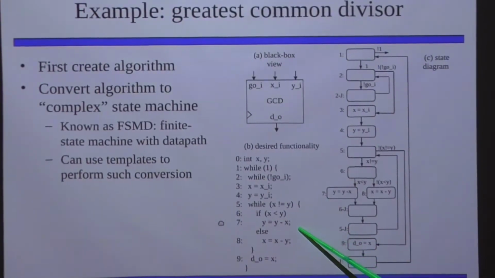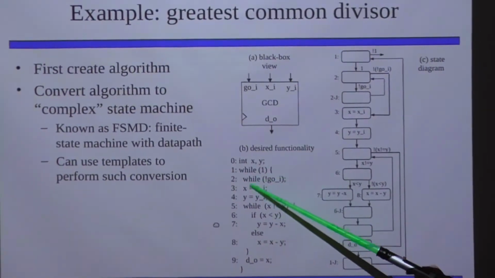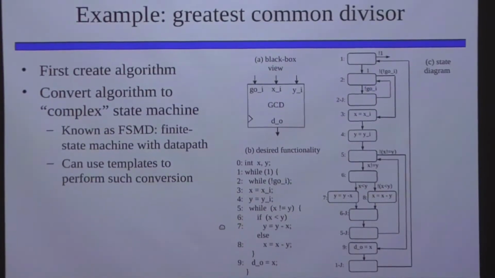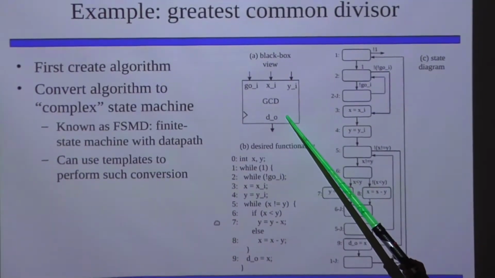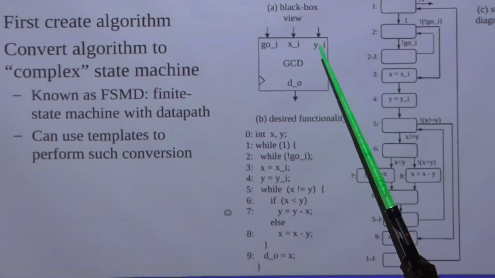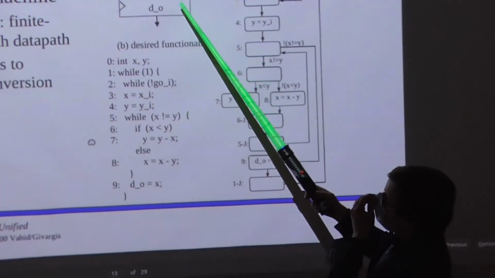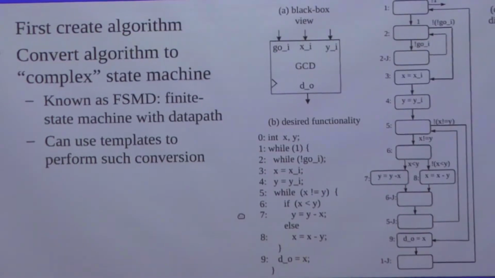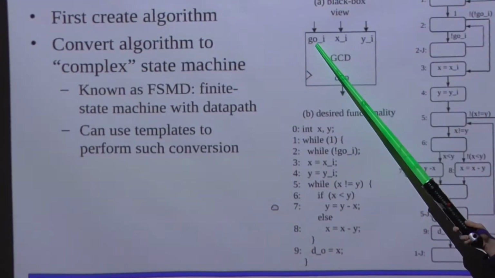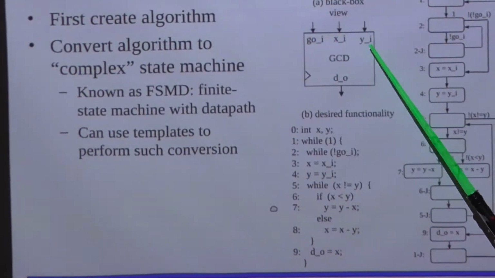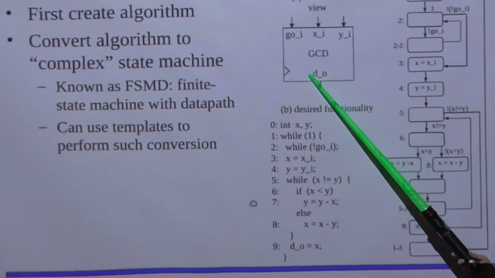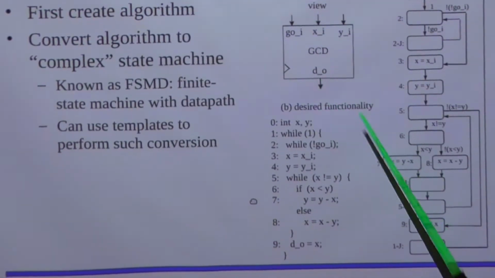This is one implementation of it in C, which has been modified with the signals that would be received if we viewed a GCD module in a black box way. So let's imagine that we have a greatest common divisor hardware module that we're designing, with 3 inputs: an enable or go input, an X and a Y input. The underscore I indicates input. And then we have D, which stands for divisor, which is our sole output.